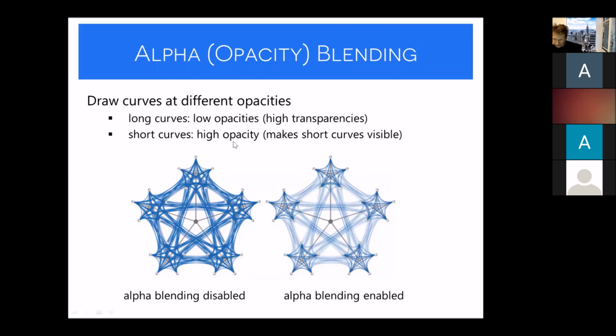So what you can do is you can render long curves with lower opacity or high transparency, and short curves with high opacity or low transparency. Okay, basically all you have to really measure is the length of a curve, right? That's simple, and then map it to an opacity transfer function, right? This is not that hard to do.